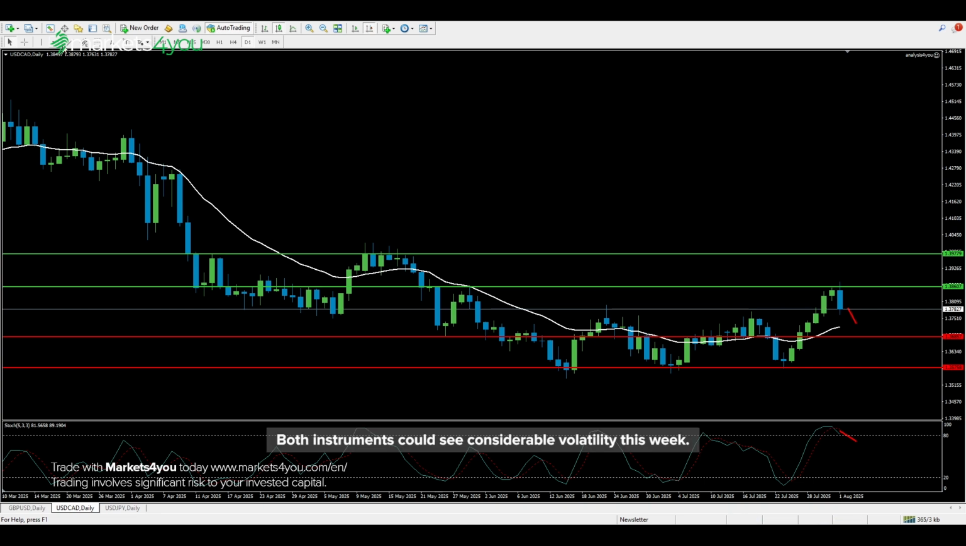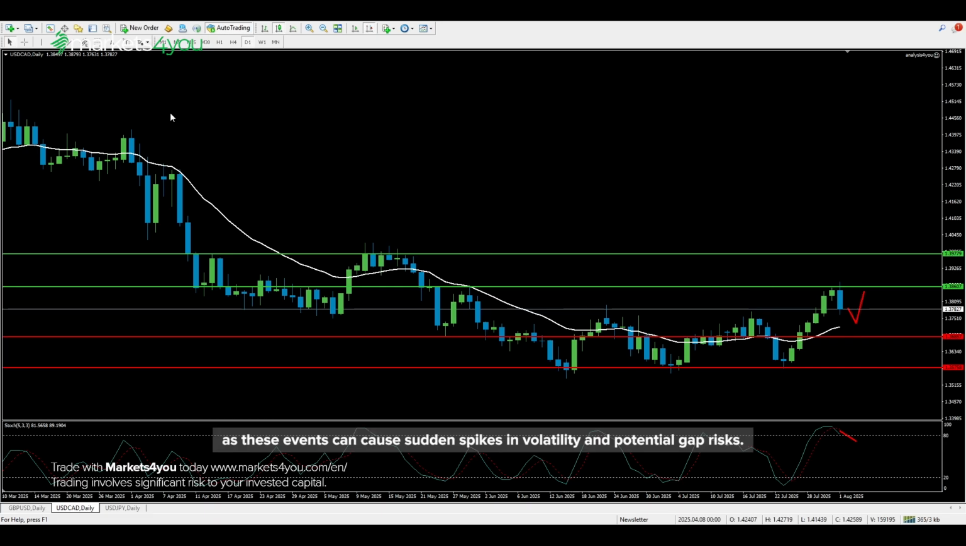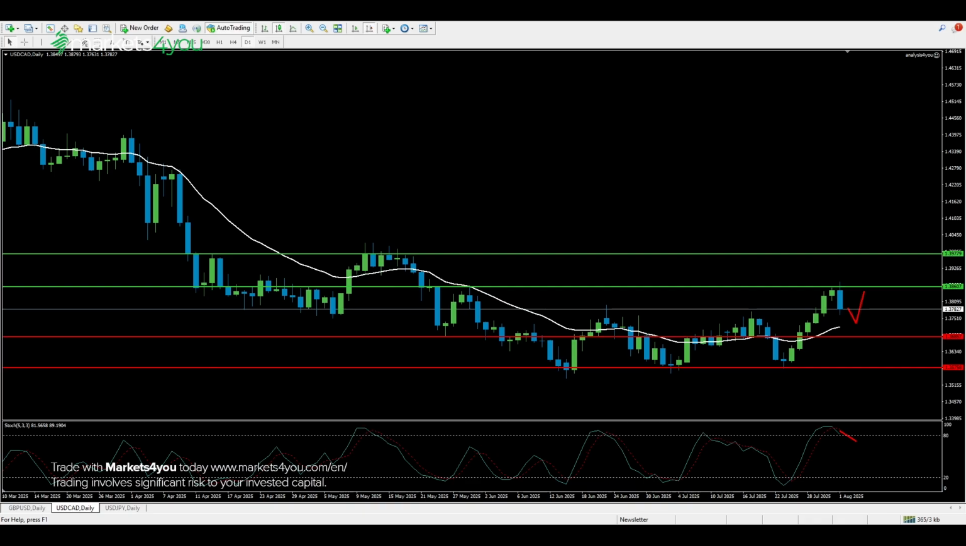Both instruments could see considerable volatility this week. Traders should be particularly cautious during Thursday's BoE decision and Friday's Canadian employment data, as these events can cause sudden spikes in volatility and potential gap risks. Remember, always manage your risk carefully and never invest more than you can afford to lose.